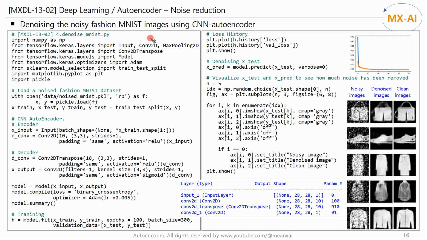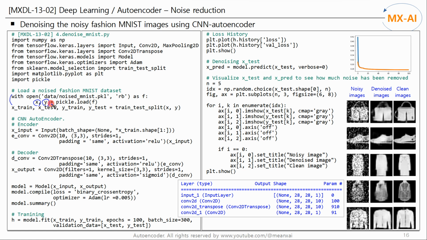Now let's use a CNN-autoencoder model to remove the noise from the fashion-MNIST images. Read the dataset we saved in the previous code. Data X is a set of the fashion-MNIST images with noise added, and data Y is a set of the original clear images without noise.